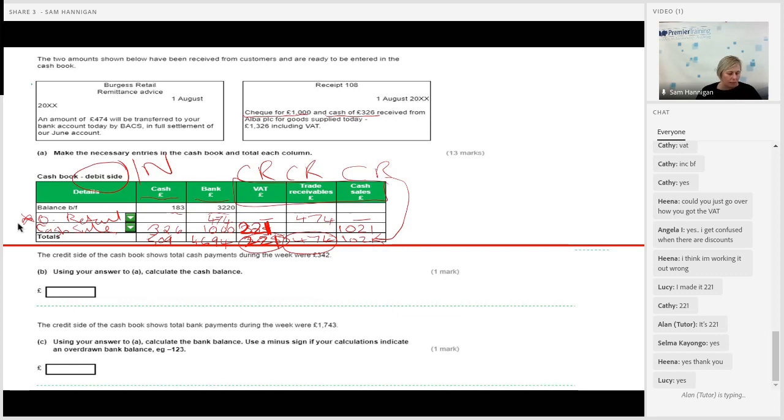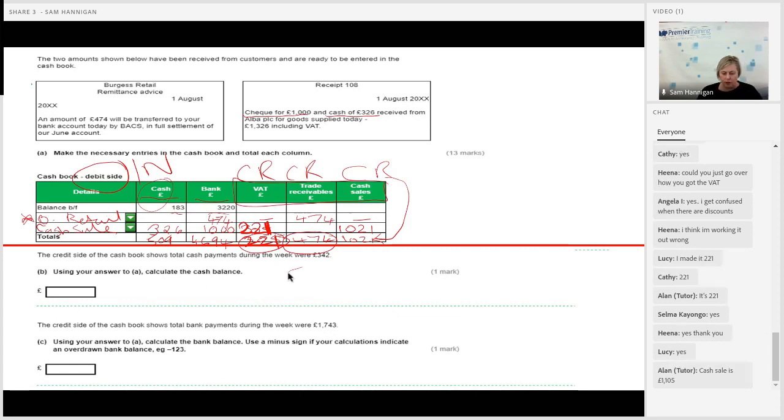Okay, then moving on to B, then it says the credit side of the cash book shows total cash payments of 342. Using your answer from A, work out the balance. So what you've got is the cash. So it's asking you to look at the cash side. Okay. So your cash side is a total of 509 minus the 342 should give you, just check my calculations today, 167.